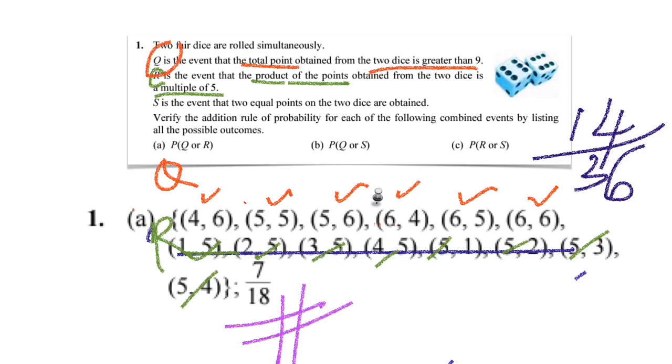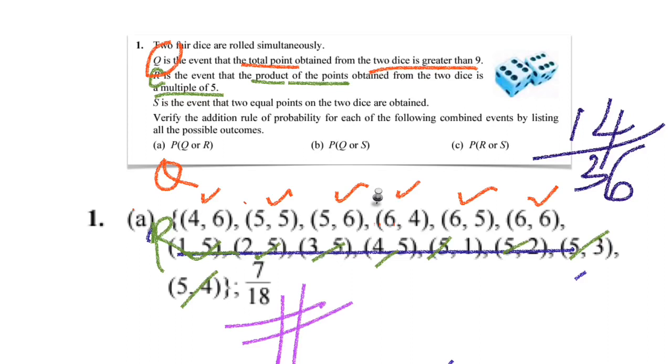Okay, and then event R is the product of the points obtained must be a multiple of 5. So that means it can be 1 times 5, 5 is a multiple of 5. 2 times 5, 10, multiple of 5. 3 times 5, 15, also a multiple of 5. 4 times 5, 20 is a multiple of 5 also. Or the other way around: 5 times 1, 5 times 2, 5 times 3, and 5 times 4. So in total we have 14 cases.